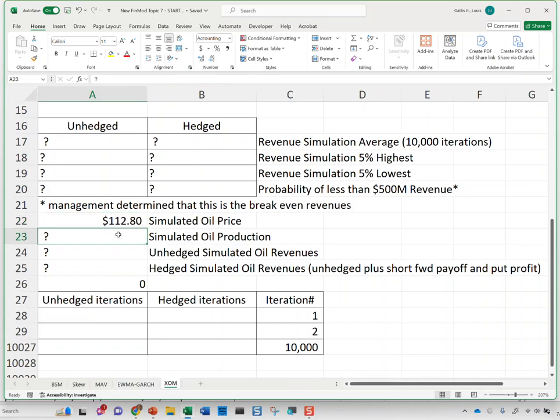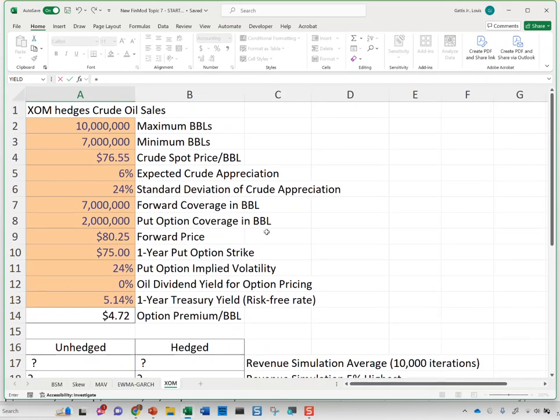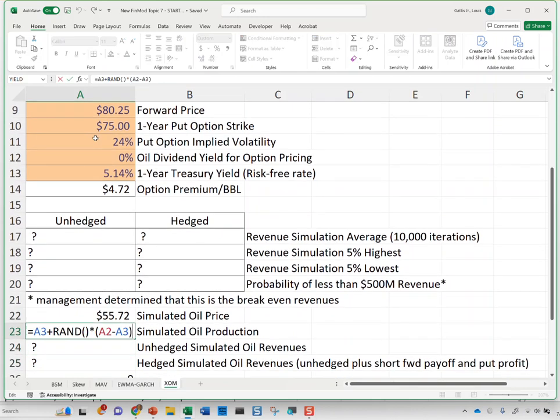And then the simulated oil production using a uniform distribution. From last week's topic, we know that when you do uniform distributions, it's the minimum plus RAND, that 0, 1 random number, times the difference between max and min. So again, that's the minimum plus RAND times max minus min. So every time I hit F9, I get a number between 7 and 10 million.